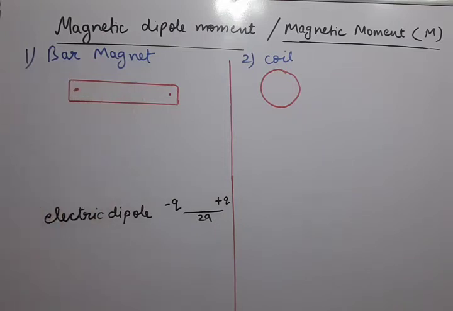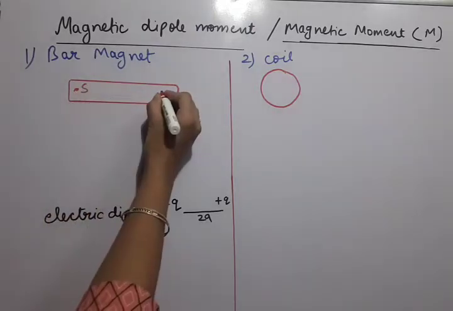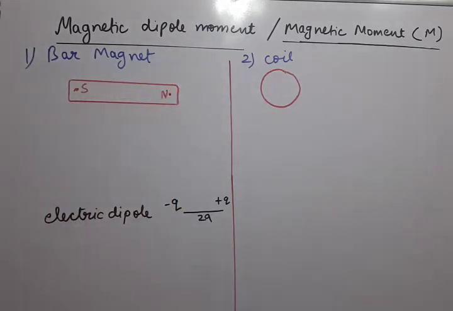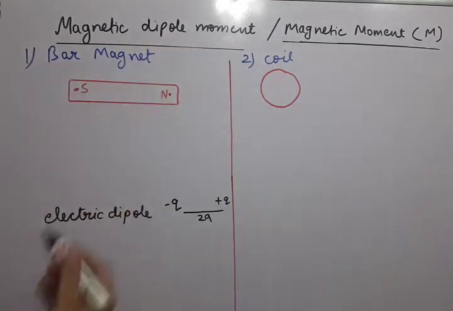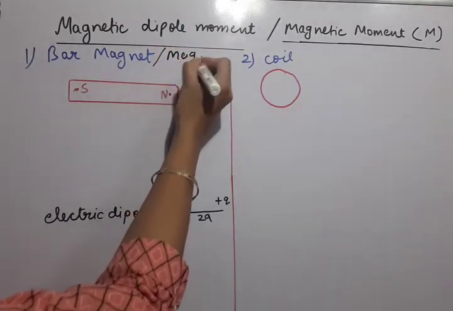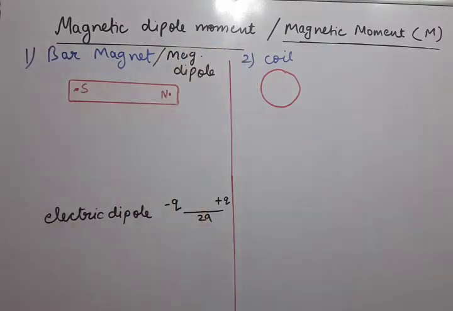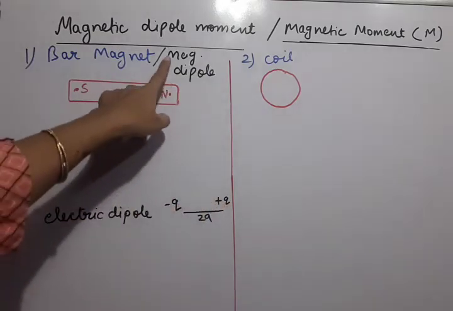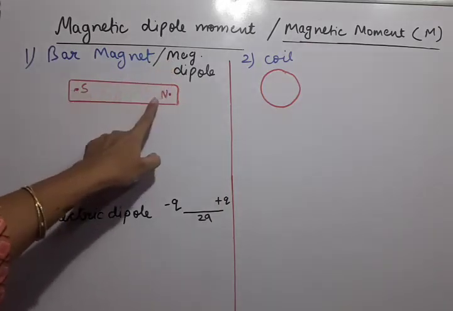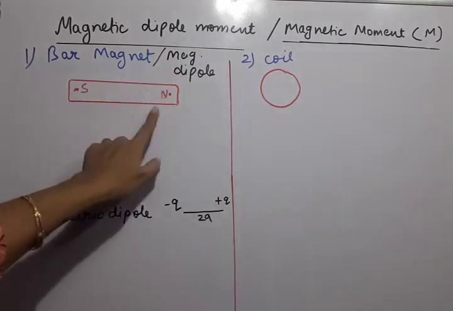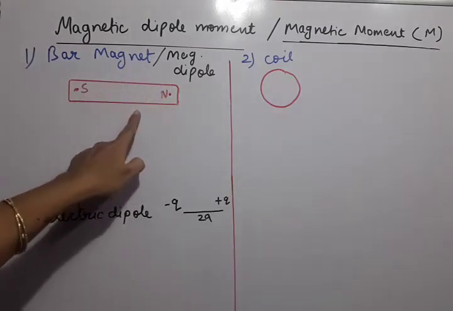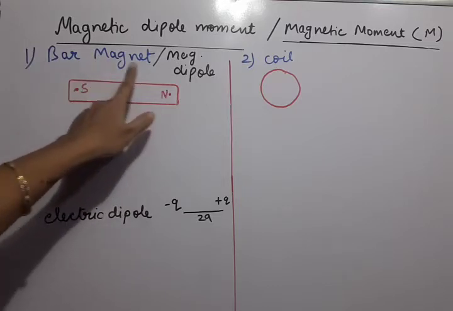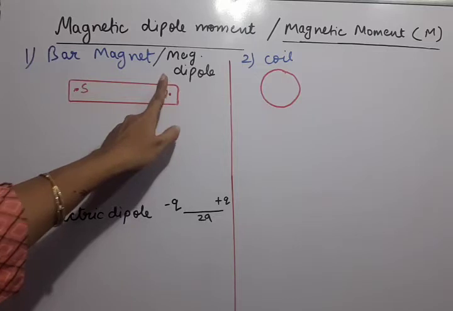Why? Because in the bar magnet we have a south pole at one edge and a north pole at the other edge. So a magnet can also be called by another name: magnetic dipole. I think this concept is clear. Electric dipole means charges, and magnetic dipole means magnetic poles, south pole and north pole, also separated by a distance. So whenever you read the words bar magnet or magnetic dipole, the meaning is the same.